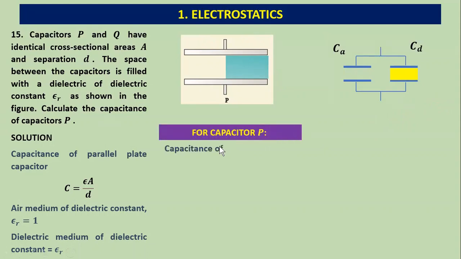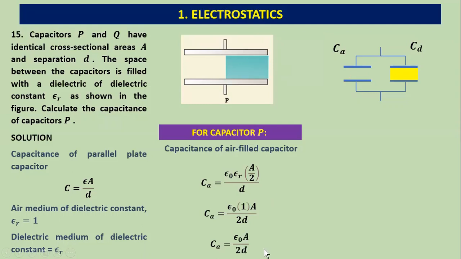For capacitor P, the capacitance of the air-filled capacitor is given by Ca equal to epsilon naught epsilon r, the area is now A by 2, divided by D. The epsilon r here is 1. So we substitute epsilon r equal to 1 and simplify this formula: Ca equal to epsilon naught A by 2D. Let us keep this near the capacitor.